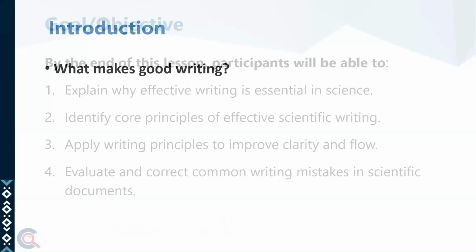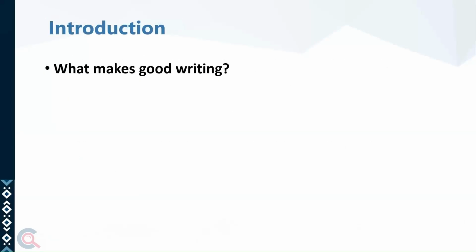So as an introduction, we are going to look at two important questions. The first one is, what makes good writing? Good writing is characterized primarily by the fact that it communicates an idea clearly and effectively. This is the main characteristic of good writing.